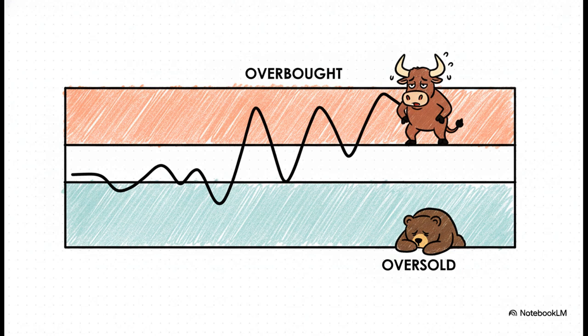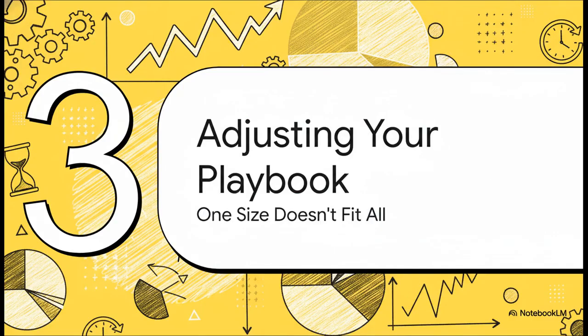When the RSI gets above 70, we call that overbought. It suggests that the buyers have been going wild and the price might be getting stretched, maybe it's due for a pullback. On the flip side, if the RSI drops below 30, that's oversold. That's a sign of heavy selling, which could mean the asset is now a bargain and might be ready to bounce back. But, and this is super important, those standard 70 and 30 levels aren't some kind of magic formula.